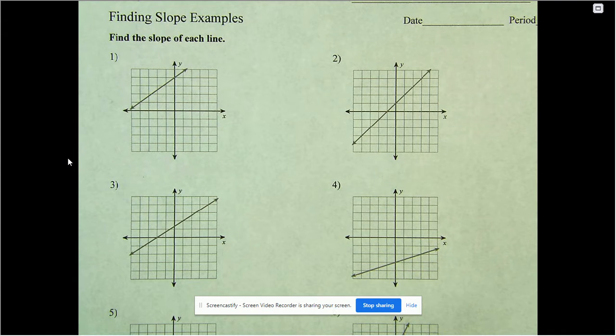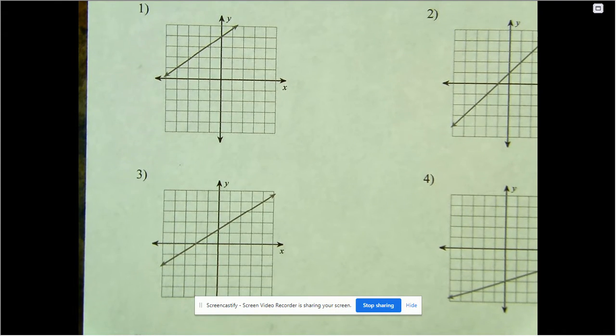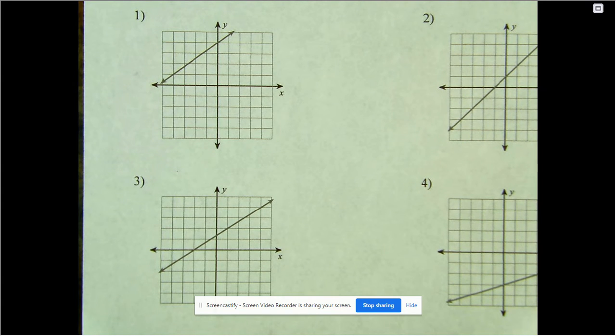Okay, so I'm going to zoom in so we can see number one. We know that we need at least two sets of points to find slope. So on this particular graph, I'm going to look at two points that I can read.